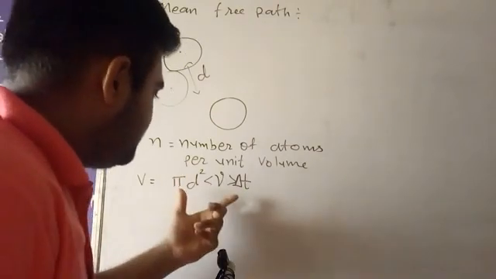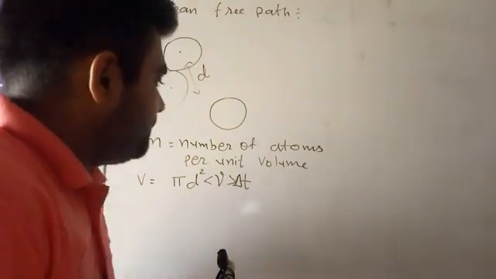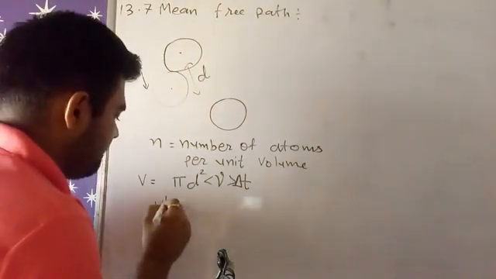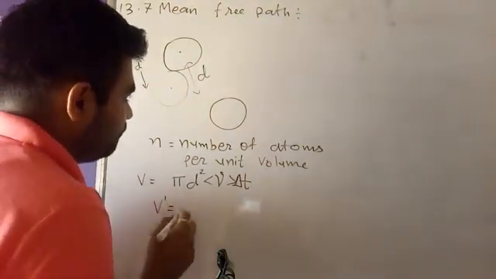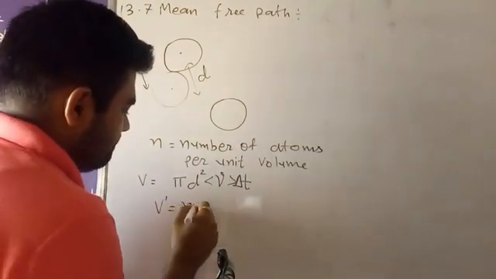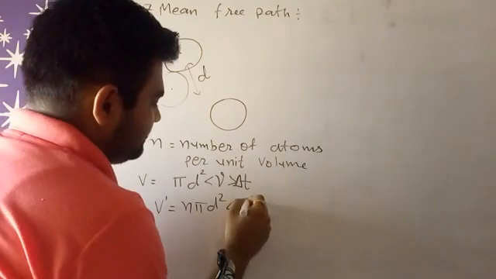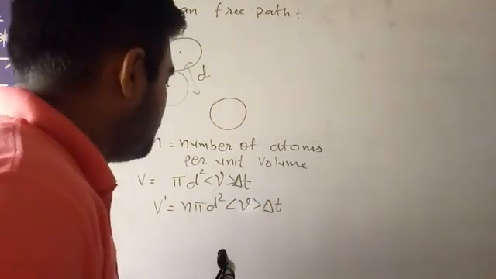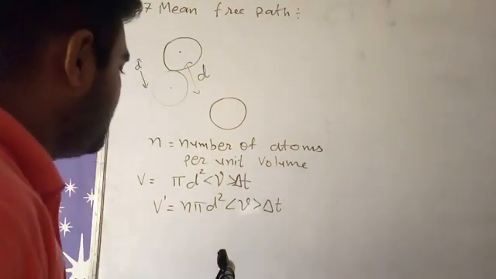Now this is the volume for only one atom, but if we have n number of atoms, then we have to multiply by n, the total number of atoms in the gas. So n pi d square average v delta t. So that is the total volume, right? Total volume of the gas, we can say.